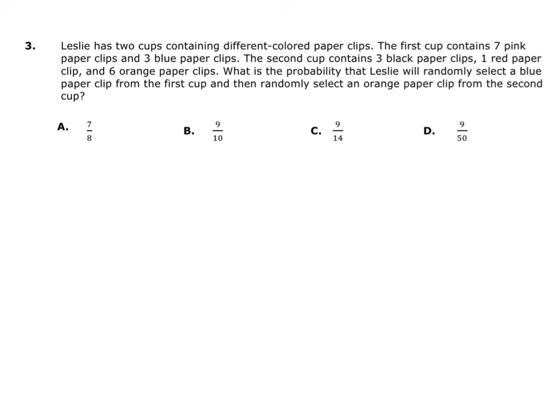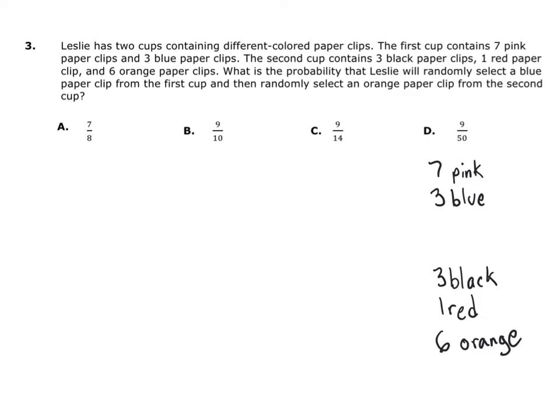Number 3 says Leslie has 2 cups containing different colored paper clips. The first cup has 7 pink paper clips and 3 blue paper clips. The second cup contains 3 black paper clips, 1 red, and 6 orange. So the first cup has 10 total, and the second cup has 10 total. So there are 2 different cups that we're looking at.